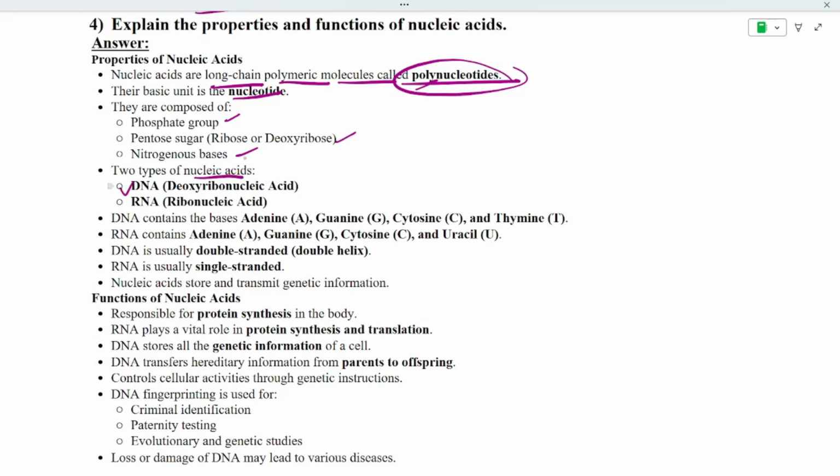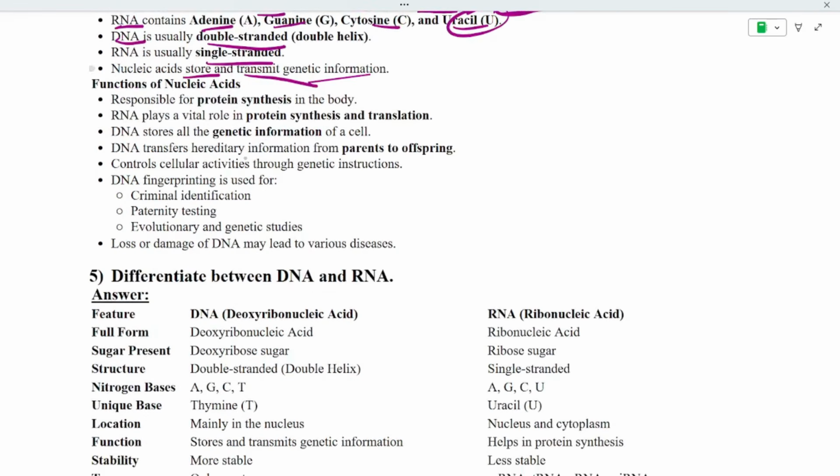Types of nucleic acids are DNA and RNA, deoxyribonucleic acid and ribonucleic acid. DNA contains adenine, guanine, thymine and cytosine, and RNA contains adenine, guanine, cytosine and uracil. Only one is different: here it is thymine, here it is uracil. DNA is usually double stranded, this is single stranded, and nucleic acids store and transmit the genetic information. What is their function? It is protein synthesis and translation.